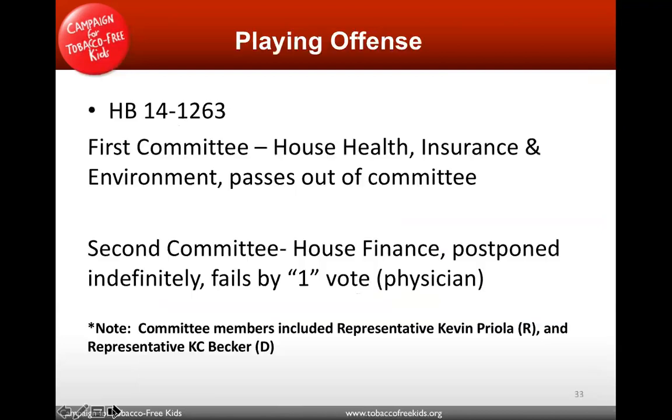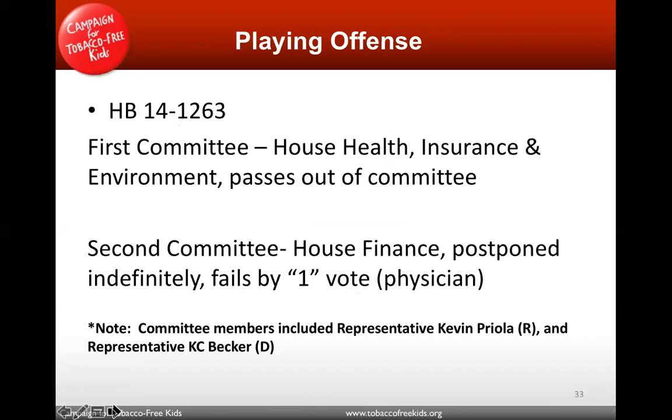Next slide. So here you'll see the trajectory of that bill from 2014. It passed our first committee, was referred to House Finance, where it was voted down by 1 vote, which was quite disappointing. One thing I'll note in the Finance Committee, I just ask that you keep these 2 names in the back of your head, because you're going to hear them in future slides.